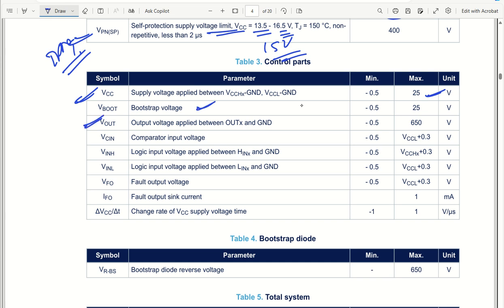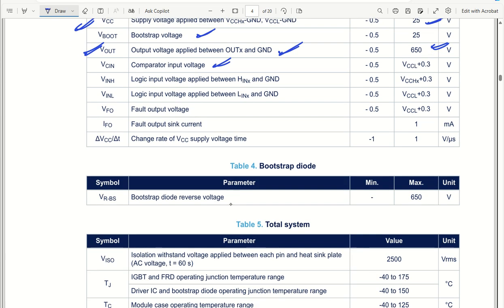We have the V output pin applied between outx and ground, that will be 650 volt. We have comparator logic voltage, and all other pins are there. So similar to that, you can see these are the voltages available for our absolute maximum rating, but these are not recommended. We have recommended values for each of them that we will be looking into. We have a bootstrap diode, which has a capability of 650 volt.